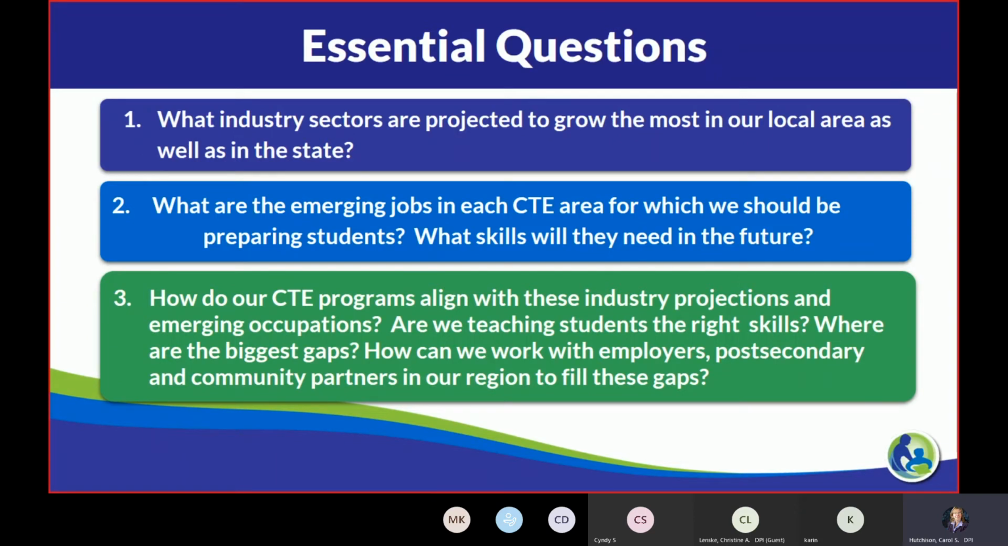Are we teaching students the right skills? Where are the biggest gaps? And how can we work with employers, post-secondary, and community partners in our region to fill these gaps?